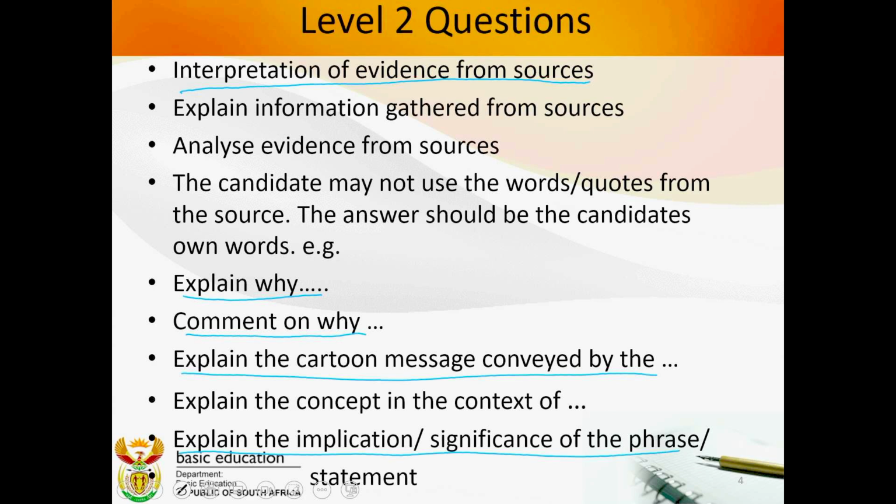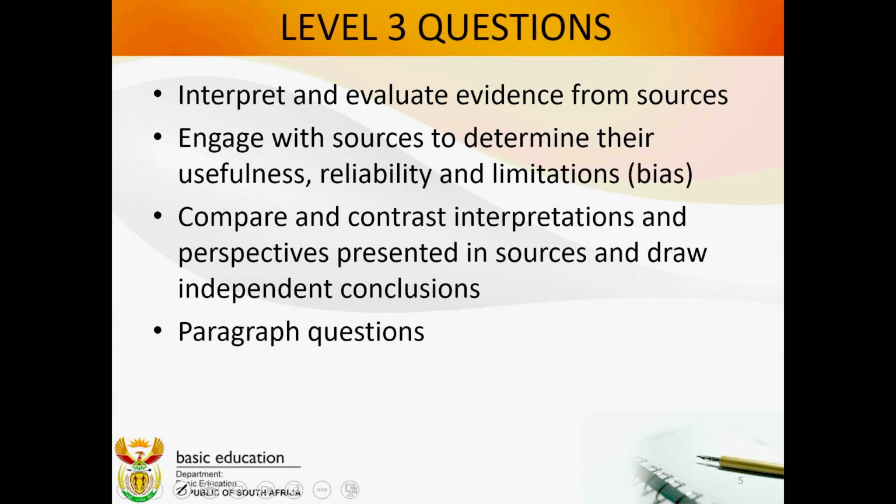So, the example that comes to mind on level 2 questions: what was implied by Winston Churchill in his statement when he said an iron curtain has descended across the continent? 2 times 2, 4 marks. So that is implication, what is implied. So it's very, very challenging for our learners to answer level 2 questions, because they need to understand the English that is used in the sources.